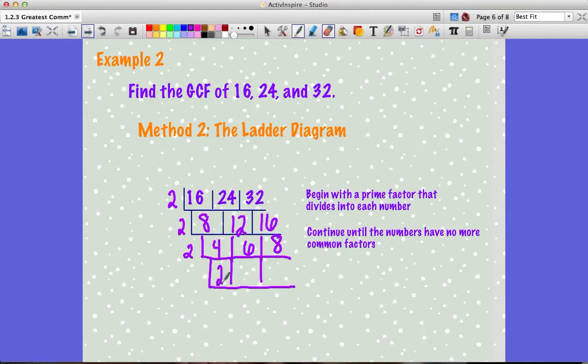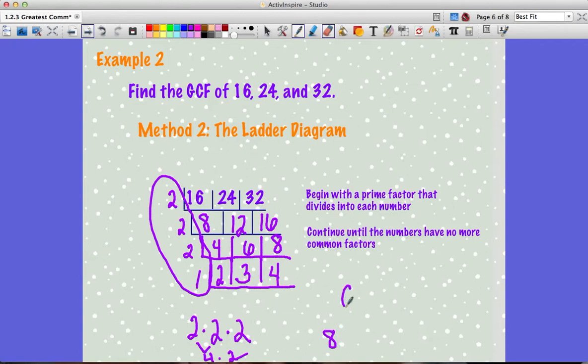4 divided by 2 is 2. 6 divided by 2 is 3. 8 divided by 2 is 4. And again, they have the GCF of 1. Okay, so now we get 2 times 2 times 2. Now, a lot of us like to put 6. Remember, this is multiplication. 2 times 2 is 4. Times 2 would then be 8. So the GCF of 16, 24, and 32 is 8.